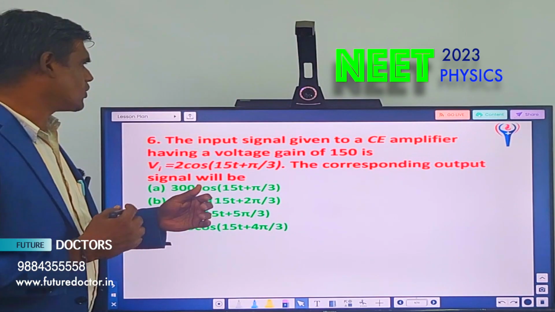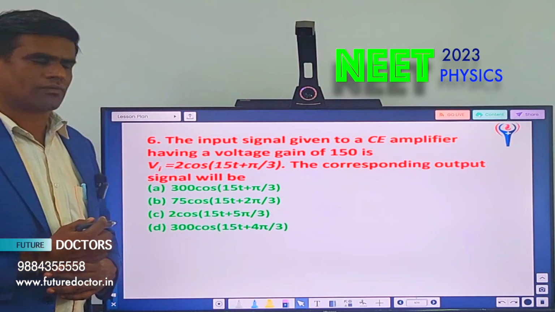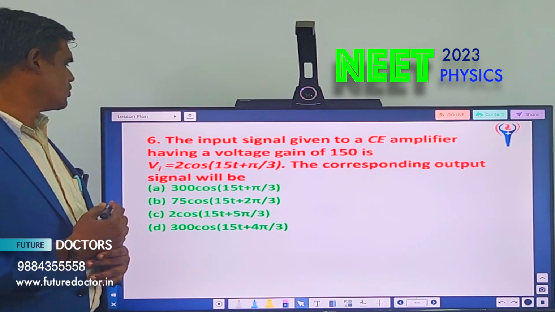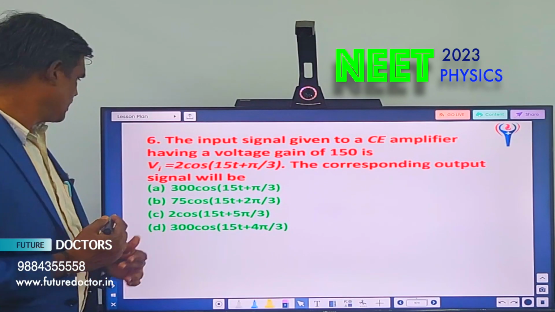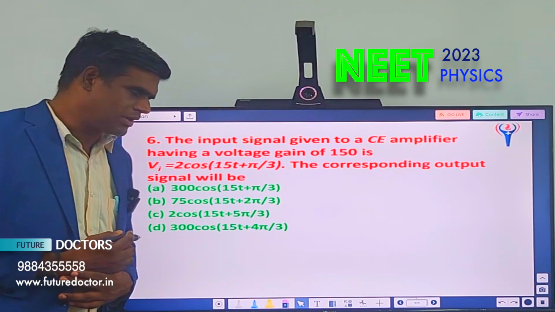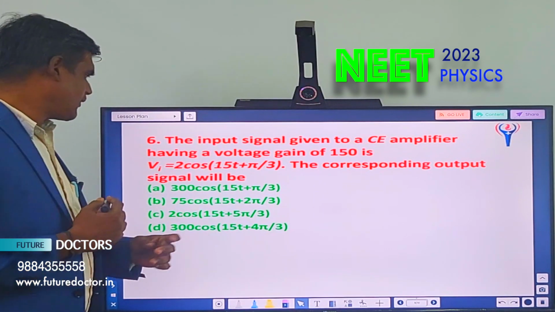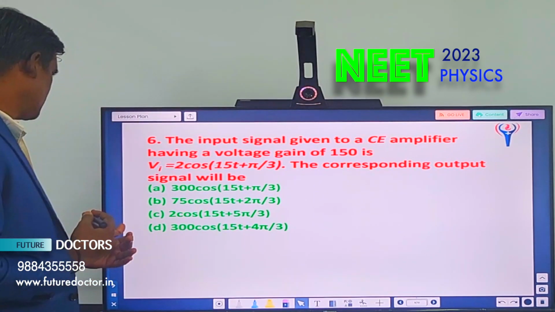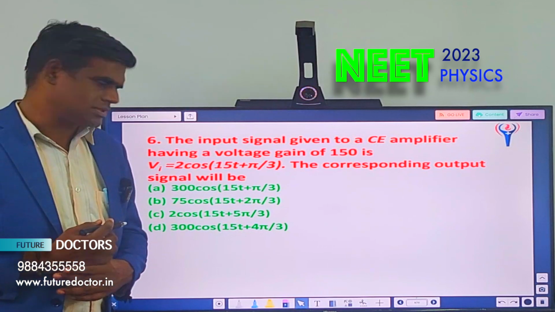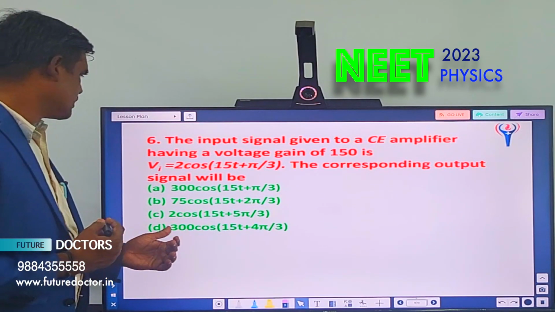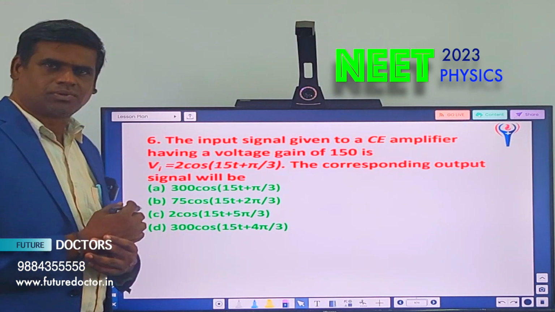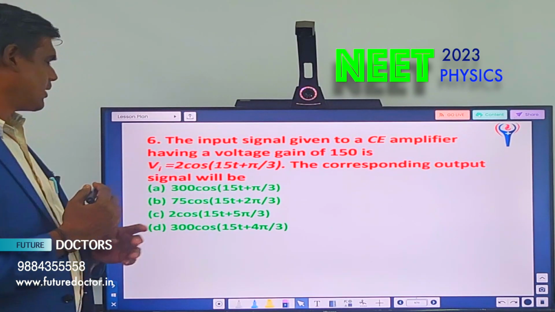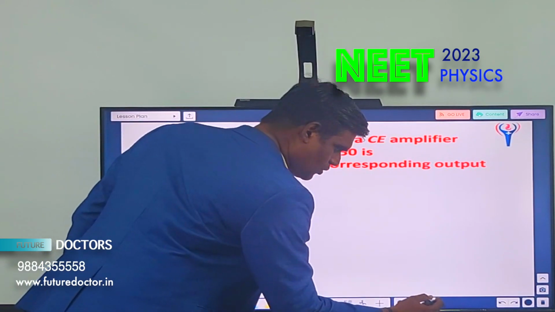The input signal given to a CE amplifier having a voltage gain of 150 is V equals 2 cos(15t + π/3). The corresponding output signal will be dash. A, 300 cos(15t + π/3). B, 75 cos(15t + 2π/3). C, 2 cos(15t + 5π/3). D, 300 cos(15t + 4π/3). You should know the relation between input and output signals. By knowing the idea, you will find the solution. Let's move to the last question.